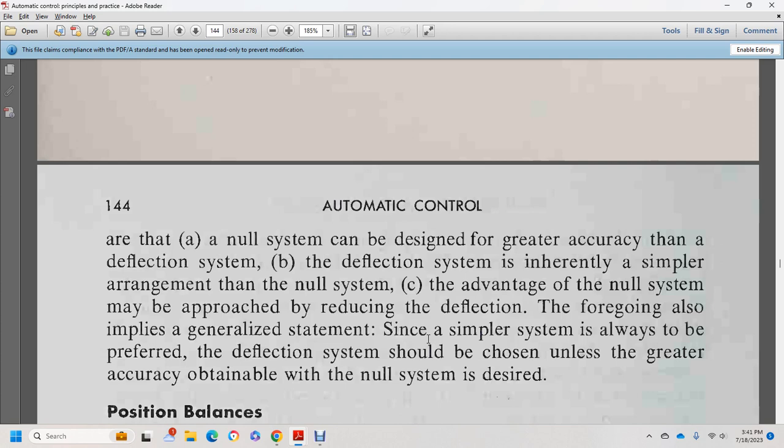C, the advantage of the null system may be improved by reducing deflection. Also, this implies a generalized statement that says, since a simpler system is always preferred, the deflection system should be chosen unless the greater accuracy obtainable with the null system is desired.